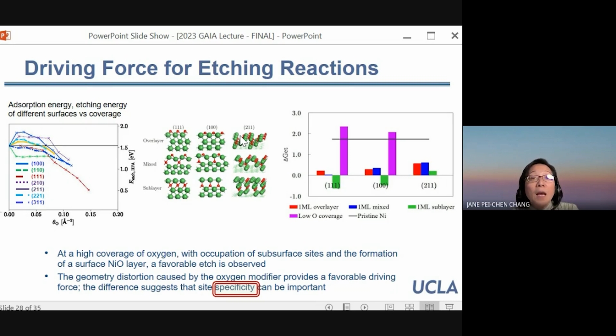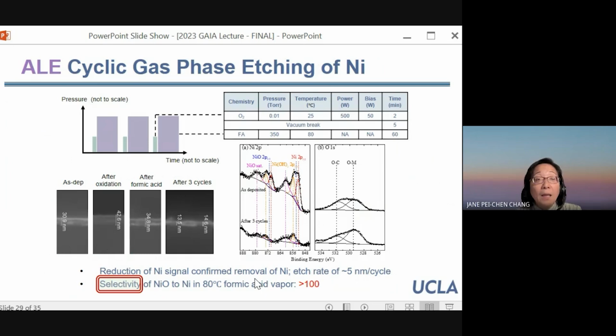Based on the results that we're showing here, you can see nickel with different surfaces, with different coordination number, has very different reactivity. So these types of reactions are very specific to the local chemical environment. And we can design the chemistry to make this particular process highly selective.